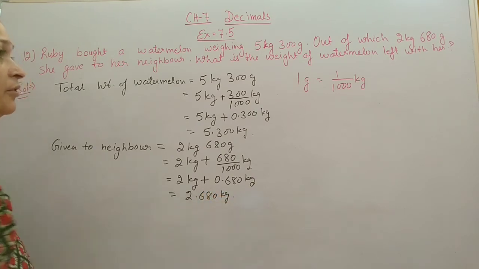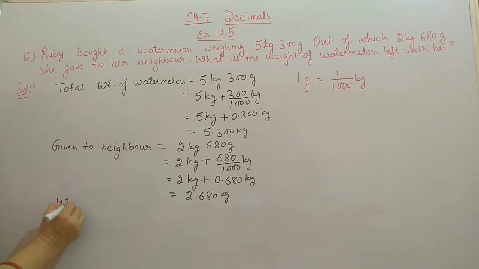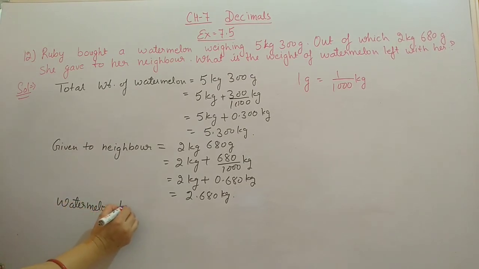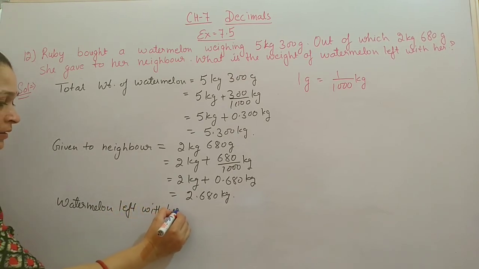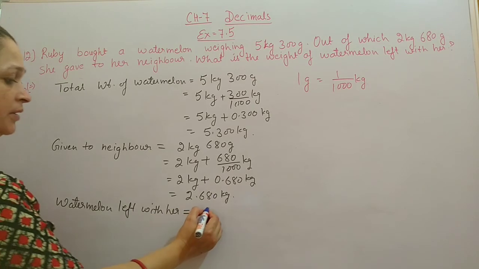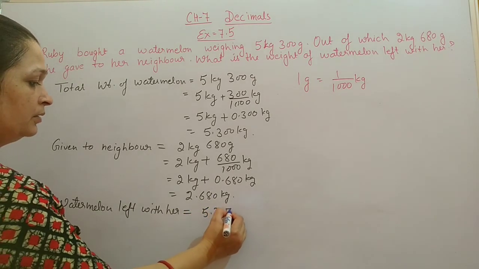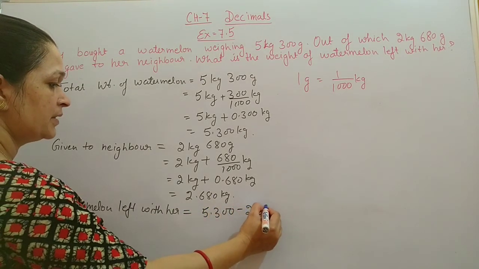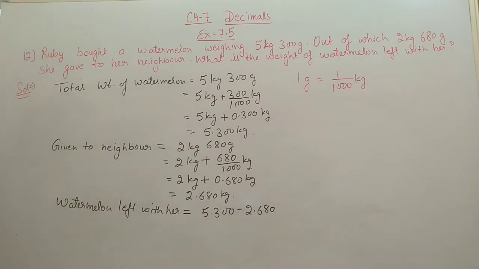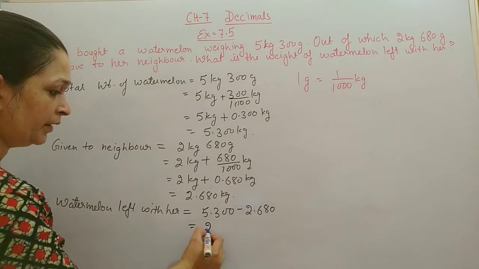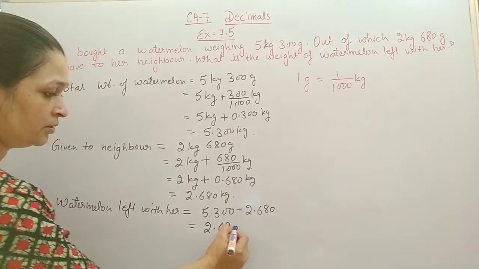Now we have to find out how much watermelon is left with her. Watermelon left with her is equal to 5.300 minus 2.680, which is equal to 2.620 kg.